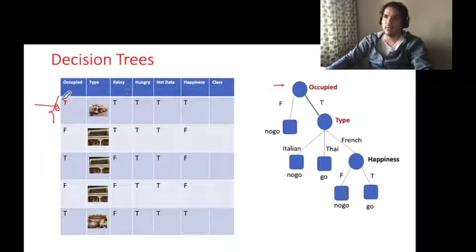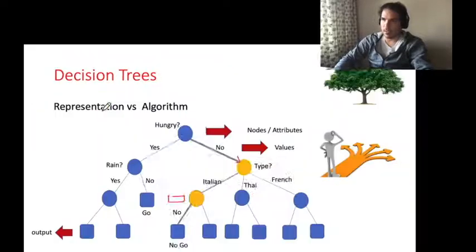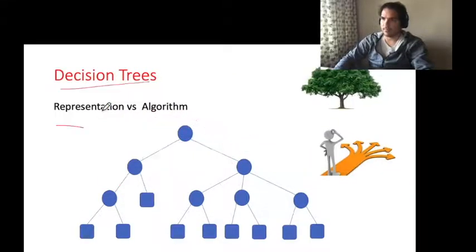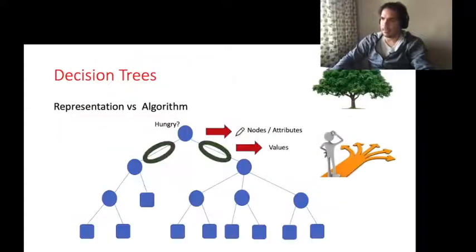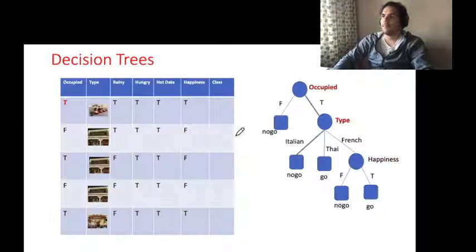Okay, in this case, we have the value of occupied is true. So basically it means that we come in this direction, and then now we have to look into the type of the restaurant, and I think this is a French restaurant, based on the pictures that we have here. Okay, I know, that was an Italian restaurant. So this is an Italian restaurant, and in this particular example it is a no-go. We are not going to like this particular restaurant.